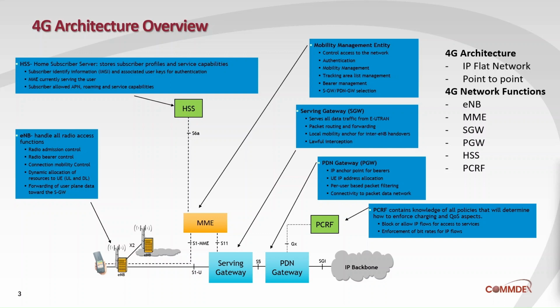It allows for the implementation of an optimized network design that can make better use of network resources while still being able to provide differentiated services treatment to the traffic. This IP flat network model has been carried over to 5G technology as well. 4G is based on a point-to-point architecture with very well-defined 3GPP interfaces. The diagram shows all the interfaces between the entities.